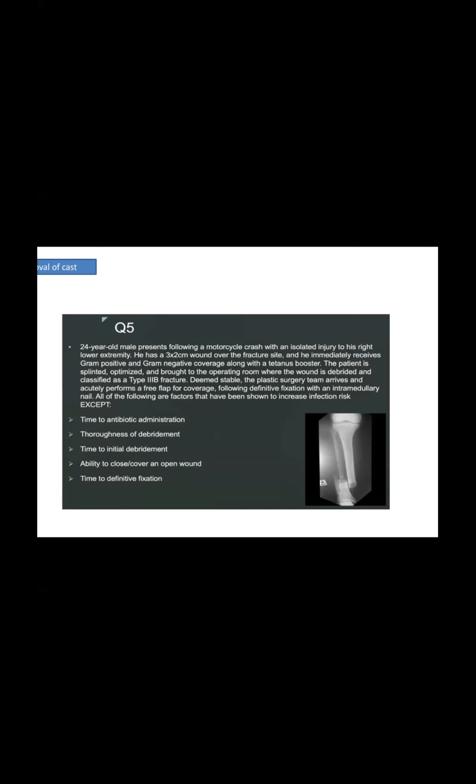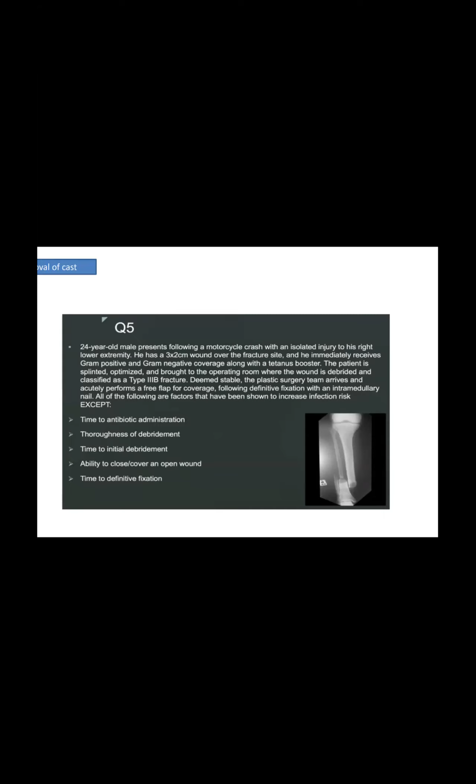So read the options. Time to antibiotic administration. We will be doing that, ma'am. Thoroughness of debridement. Okay, we will do that. Time to initial debridement. Ability to close, cover, and open wound. Time to definitive fixation. Ma'am, I guess, doctor, it's the ability to close, cover, and open wound.